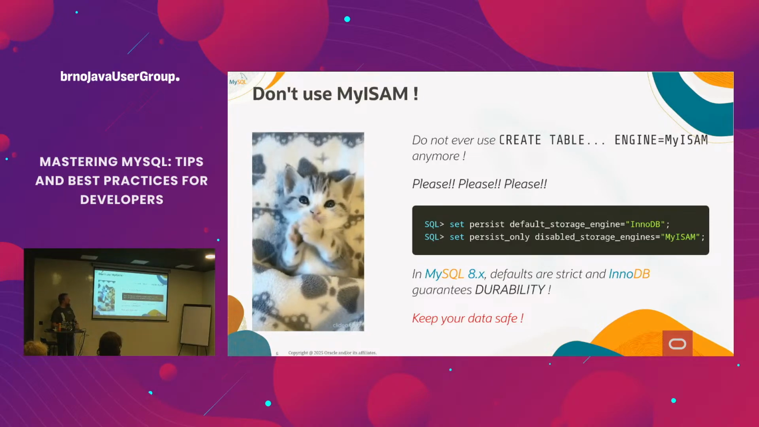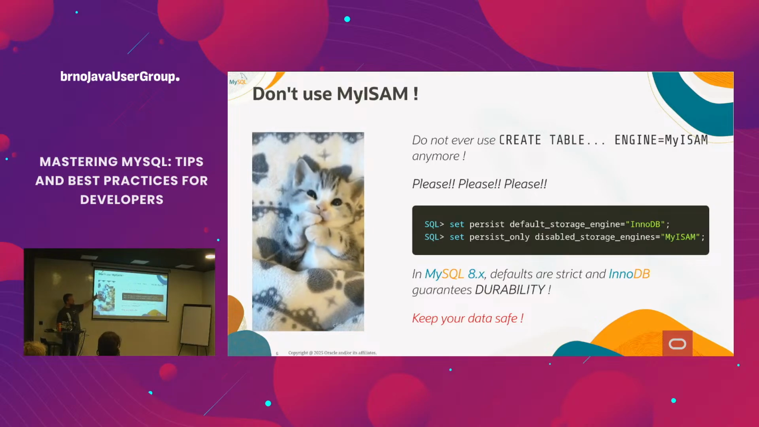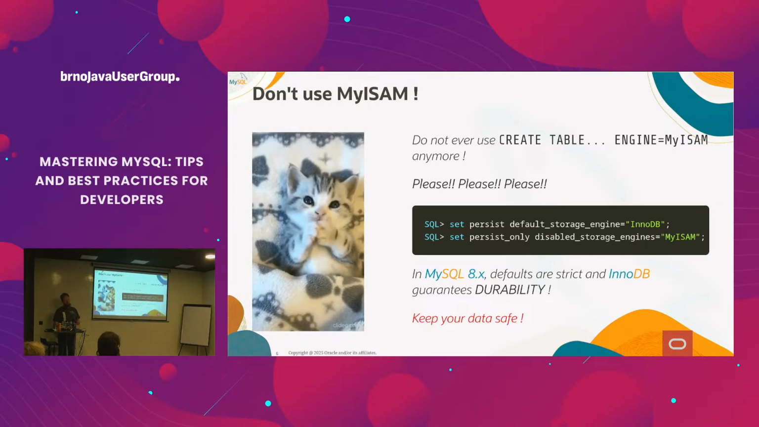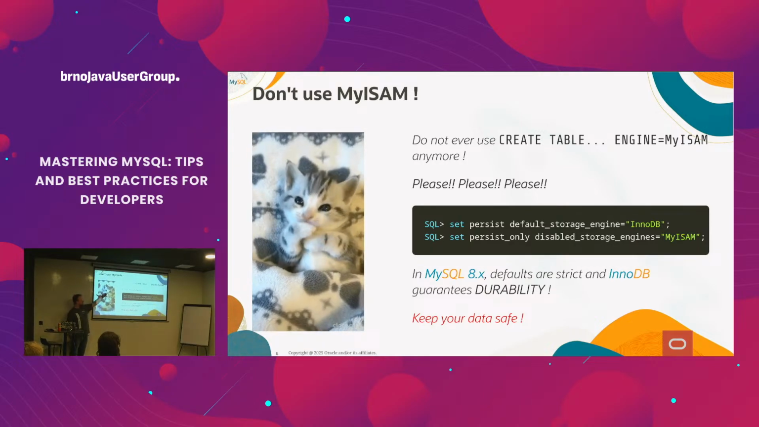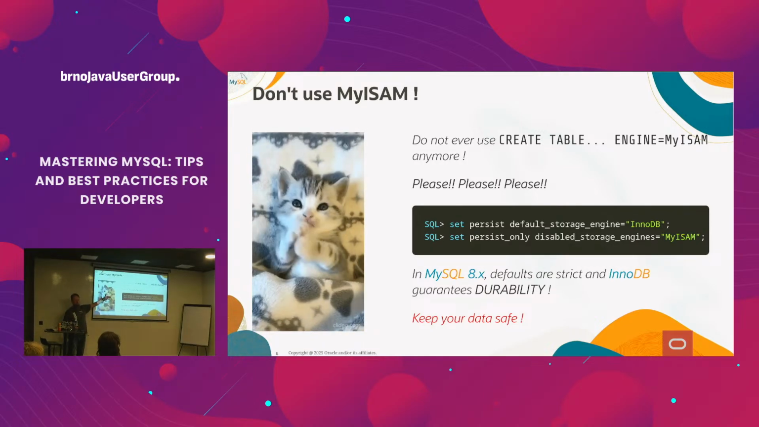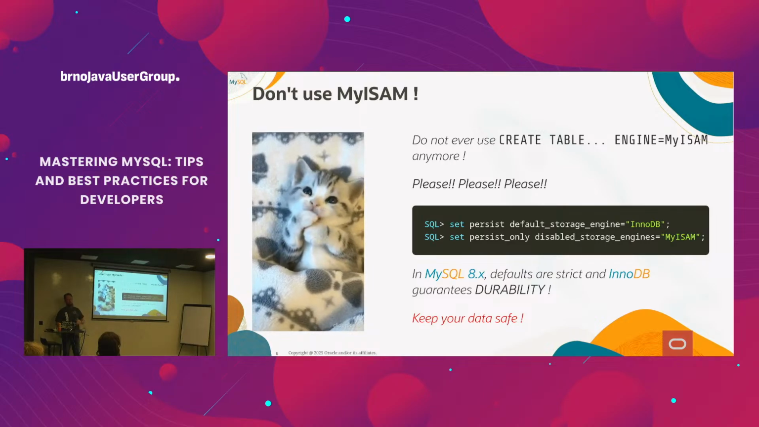And what you can do here is SET PERSIST. If the variable you want to change can be changed at runtime, you do SET PERSIST default_storage_engine = InnoDB. Now, at that point in time, InnoDB is the default engine for everything you will do.